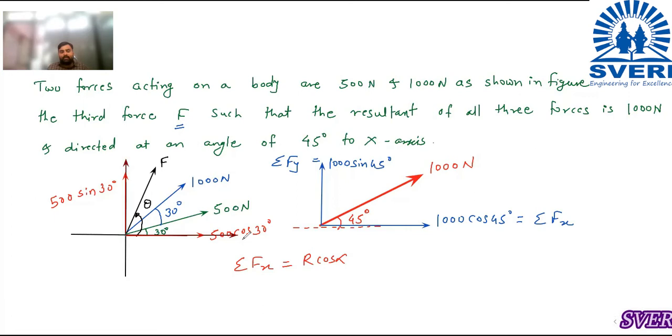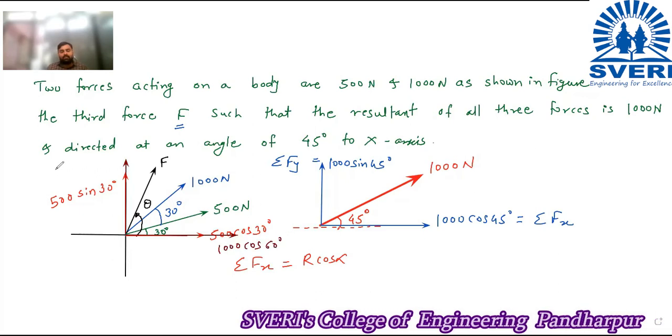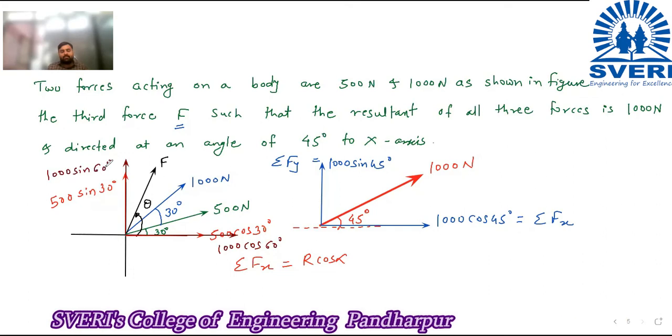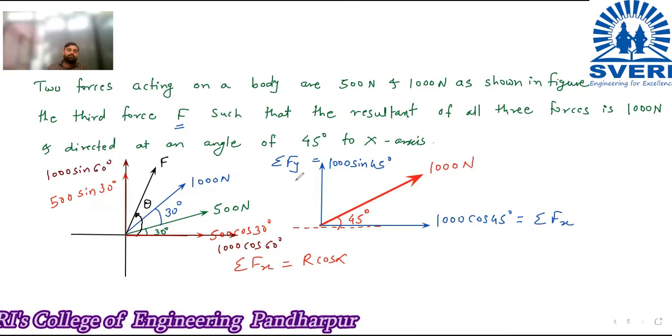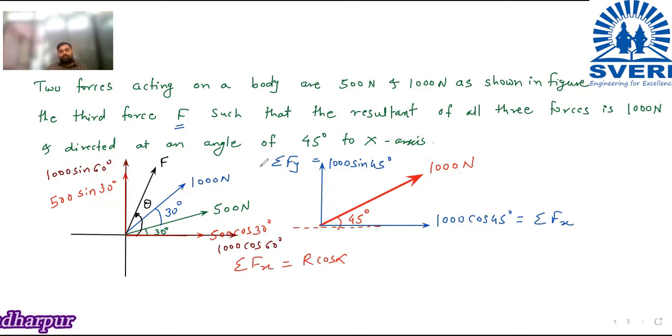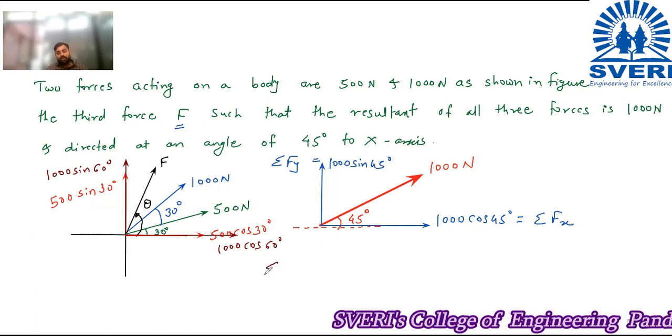This parallel to x is nothing but this 1000 Newton. So it will be 1000 cos 60, and this is 1000 sin 60. Is it clear? Yes, sir. Okay. So use the equation now.